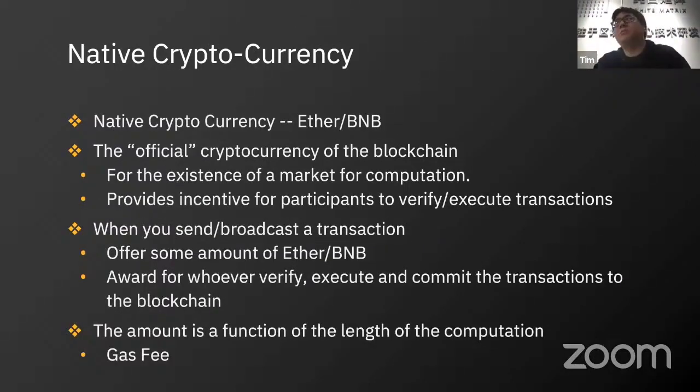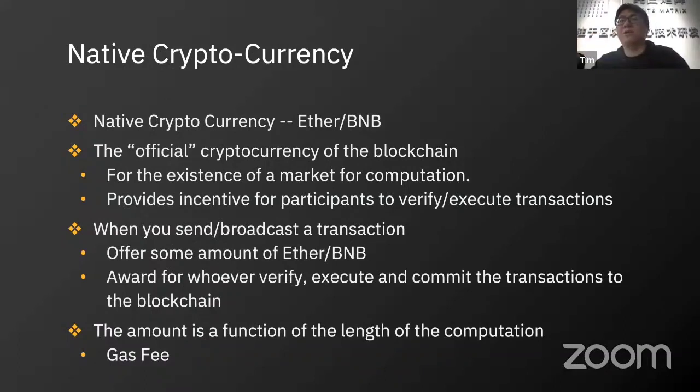So in order to make sure this happens, we also need a native cryptocurrency. It's like Bitcoin on the Bitcoin network. The purpose of a native cryptocurrency is to allow the existence of a market for computation. Such a market provides an economic incentive for the participants to verify and execute transaction requests and to provide computation resources to the network.